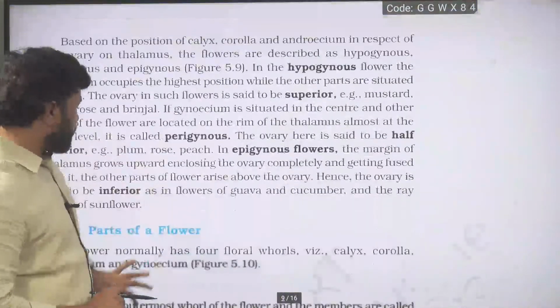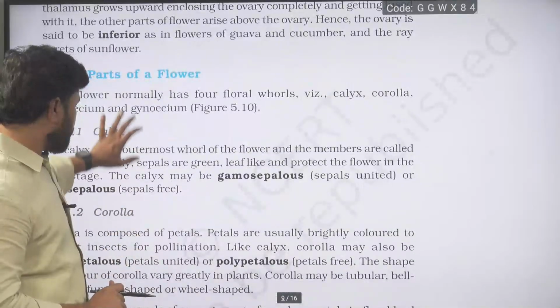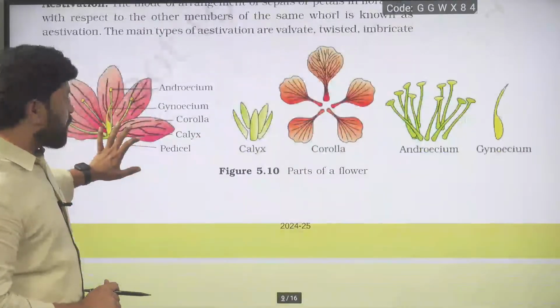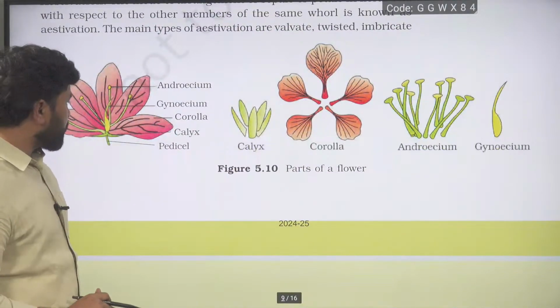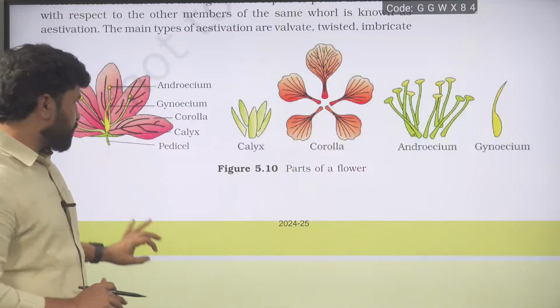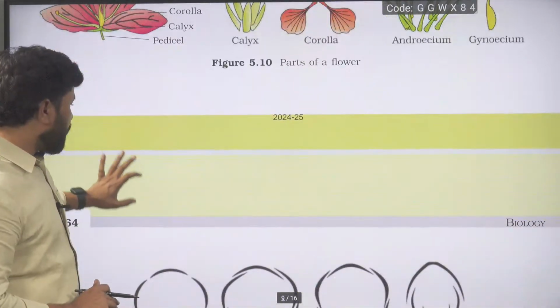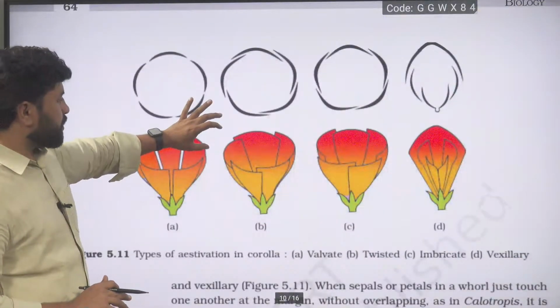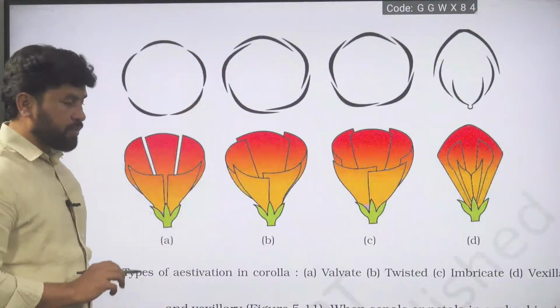Then now they are talking about floral organs: calyx, corolla, Androecium, Gynoecium. All of them are represented with words. Look at this statement. This is what I have discussed so far.